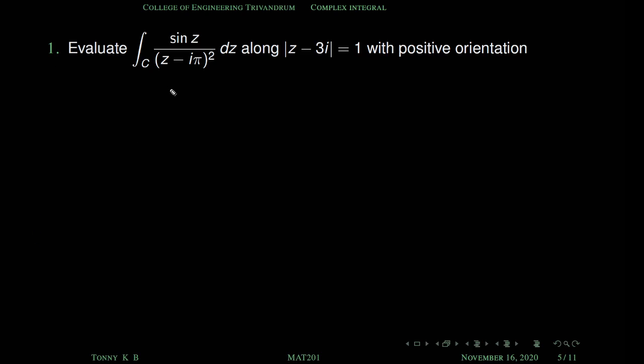This is the first problem. Evaluate the integral over C of sin z by (z minus I pi) whole square dz along the circle mod z minus 3i equal to 1 with a positive orientation. As we know, I will draw the circle. This is 3i, so 2i, 3i, and radius is 1, so this is the circle. Radius is 1 and center at 3i.